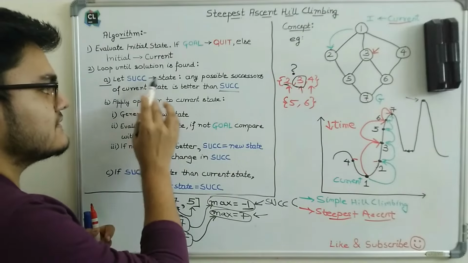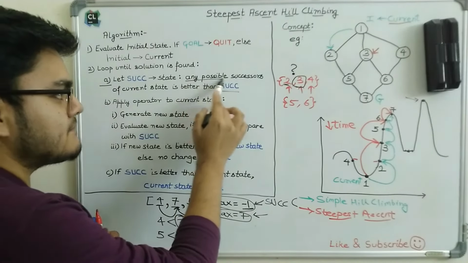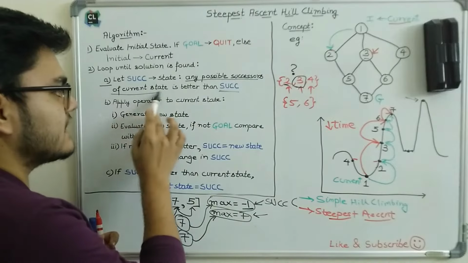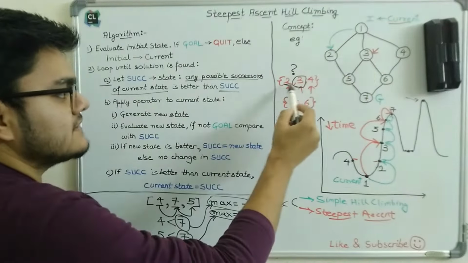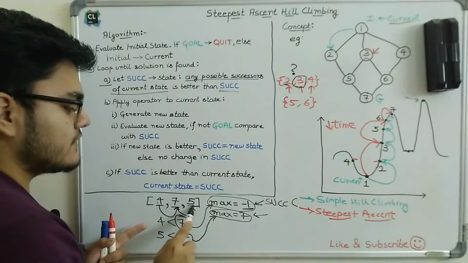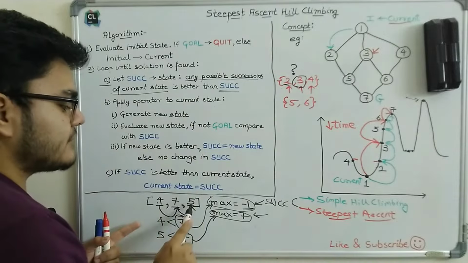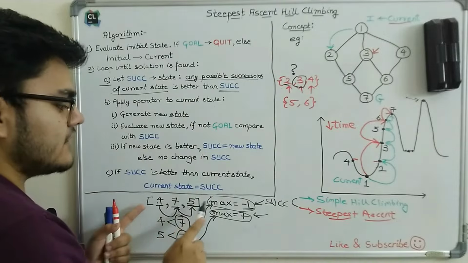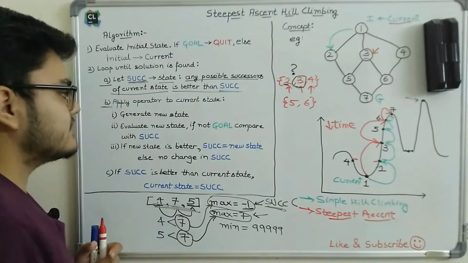So successor is a state here such that any possible successors of the current state, right? We have the current state as 1, and these are the possible successors. These are the heuristic values of the possible successors, and you can see that all these possible successors have a value better than the successor. Let's move on to the next step, which is step B.